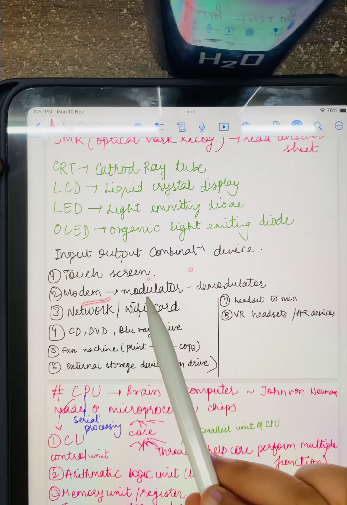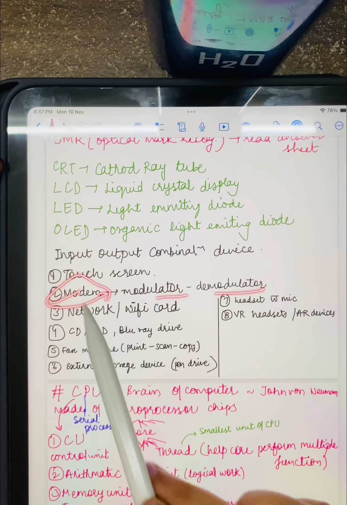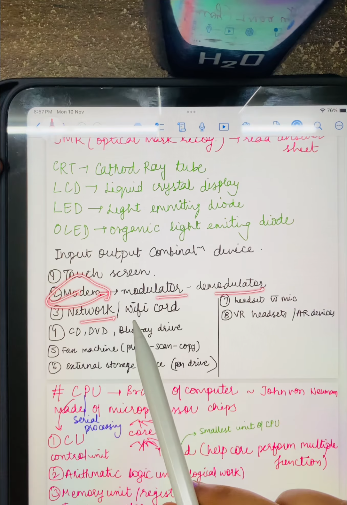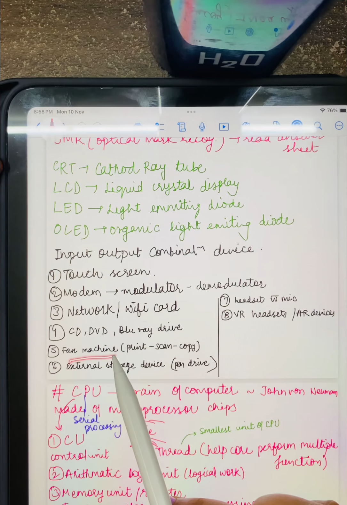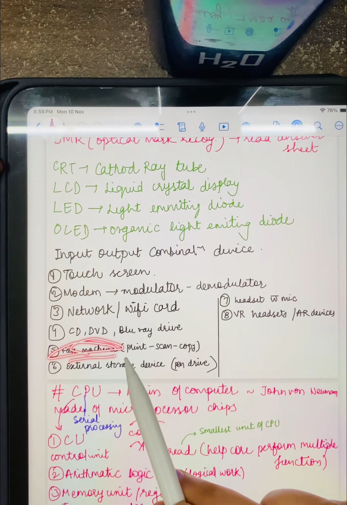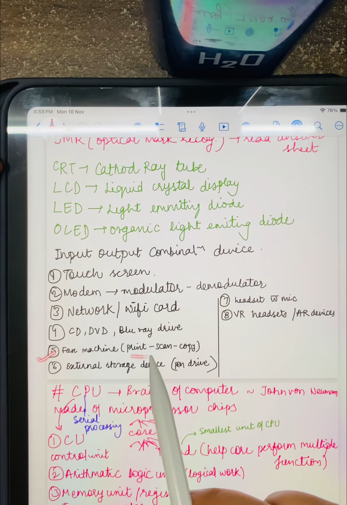Second is modem. What is modem? Modulator, demodulator. Third is network or Wi-Fi card, CD, DVD, Blu-ray drive, fax machine. Fax machine क्या करती है? Print, scan and copy. Fax machine: print, scan, copy.